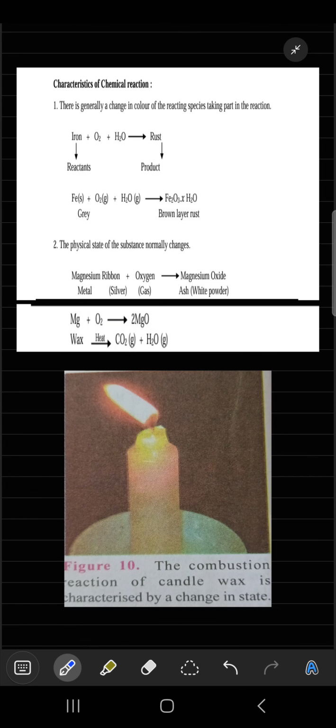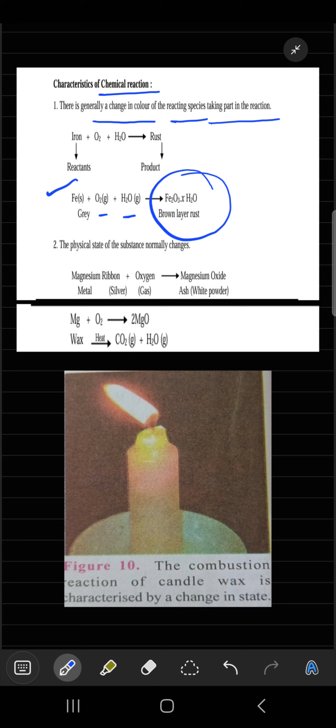Next is, what are the characteristics of the chemical reaction? The first characteristic is generally a change in the color of the reacting species taking part in the reaction. For example, when iron reacts with oxygen and water, what we get is rust. The iron is gray in color and the rust is brown in color. So there is a change in color from gray to brown, which indicates that a chemical reaction has taken place.